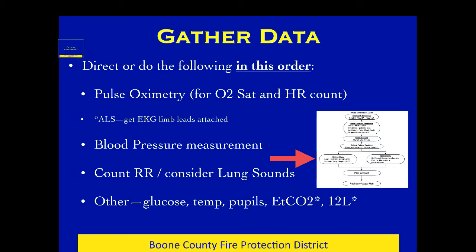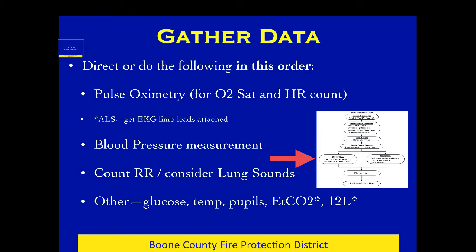If the heart rate count matches what you're feeling at the pulse, right? If you feel a radial pulse and you watch the blinky lights and the blinky lights are matching what you're feeling, then we can trust that heart rate and we can trust that pulse oximetry. If it can't even measure the heart rate because of low perfusion or whatever, then we certainly can't trust the O2 sat. Again, if ALS players are involved with ALS capability, this is where limb leads would go on.